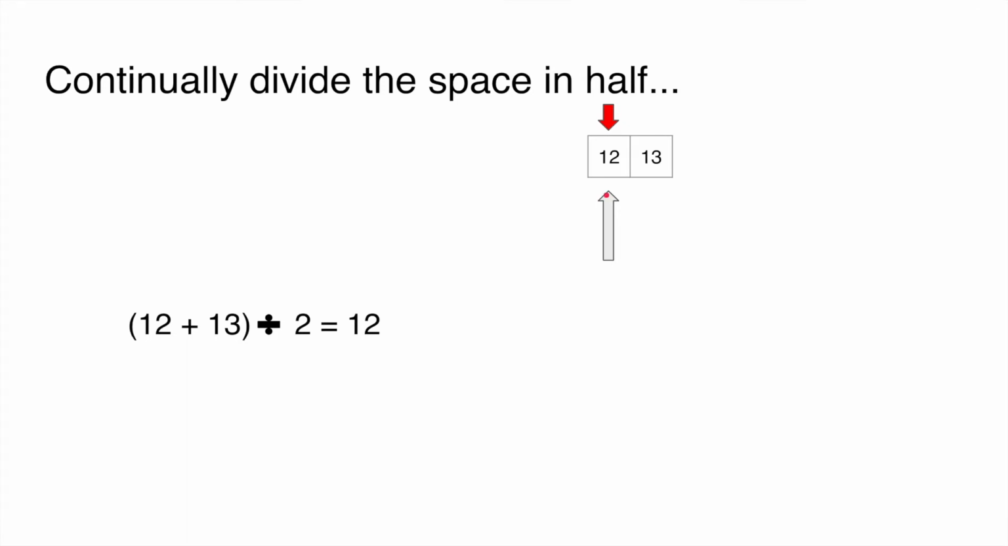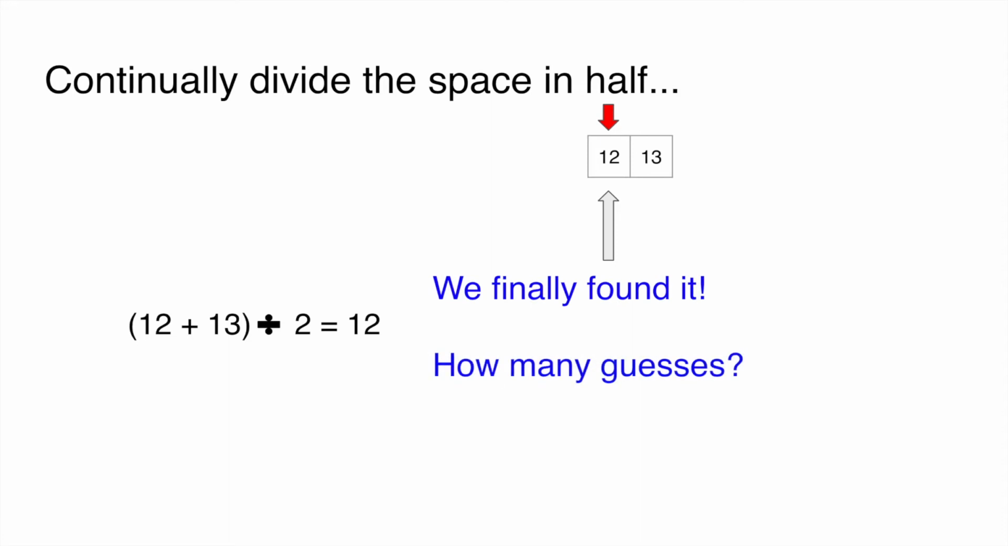So once I divide the space in half, I did the middle. 12 plus 13 divided by 2 is 12, and thank goodness I finally found it. How long did that take us? Well, we found it in just 4 guesses. It seemed like a lot because I kept sliding and talking and doing all this, but it was really only 4 guesses. We searched an array of 20 elements, and we found our target in just 4 guesses, way less than 13. But we had to have our array sorted, right?